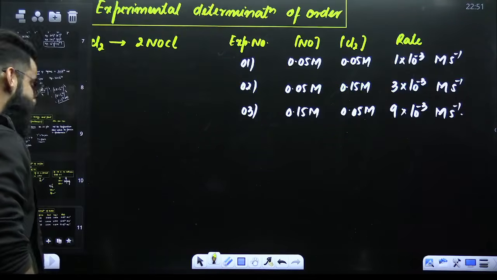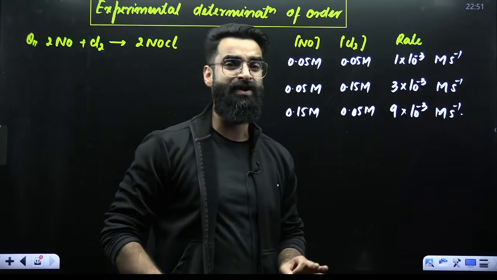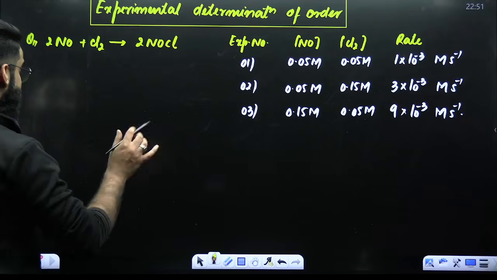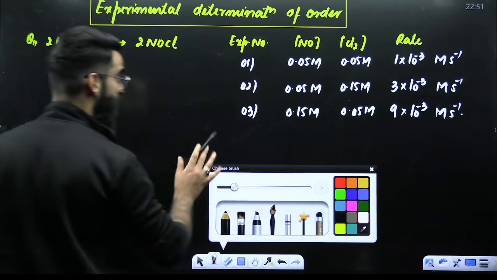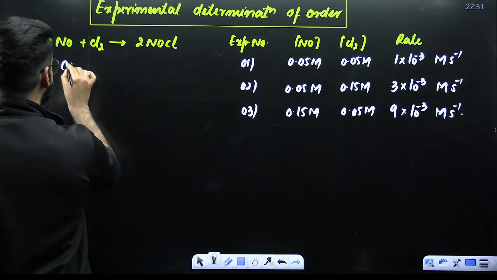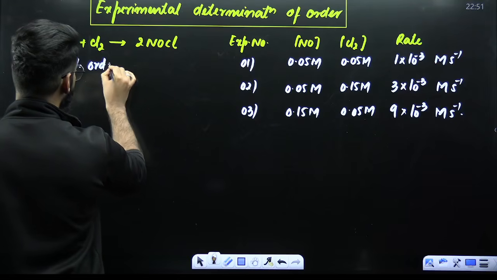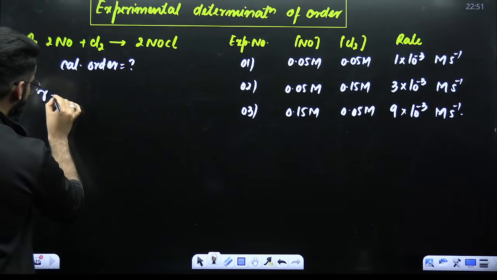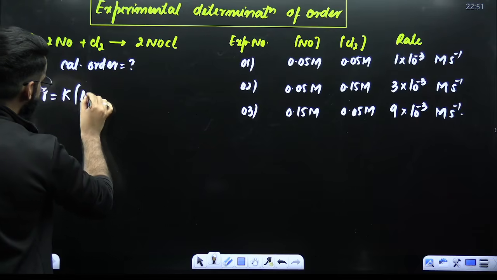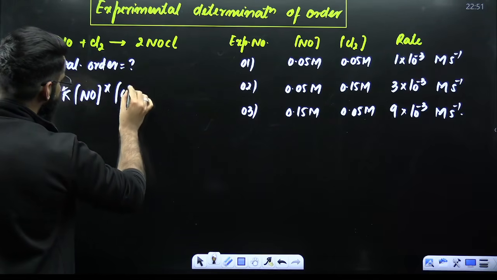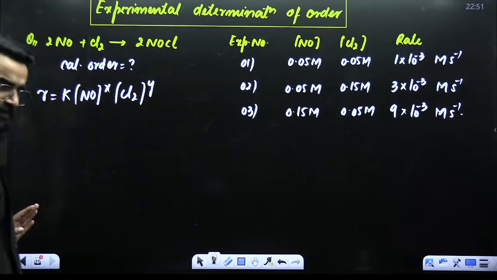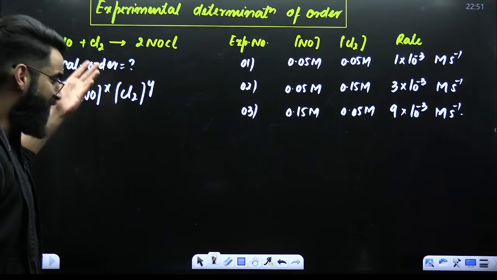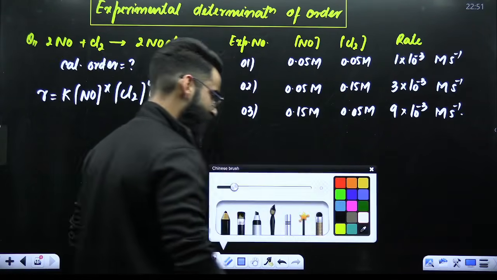Now, my dear students, one last thing, that is the experimental determination of the order. This again is one frequently asked question in your NEET examination. My dear students, whenever you are given this sort of a question and you are supposed to calculate the order of the reaction, and some experiments are given, first of all, get the rate law. R is going to be K [NO]^X [Cl2]^Y. So basically you are supposed to get the value of X and the value of Y. Without even solving the question, you can get the answer.